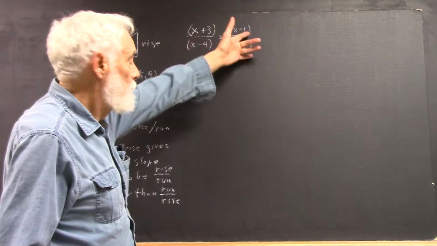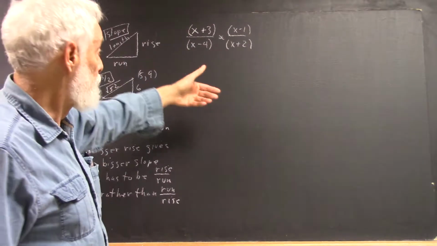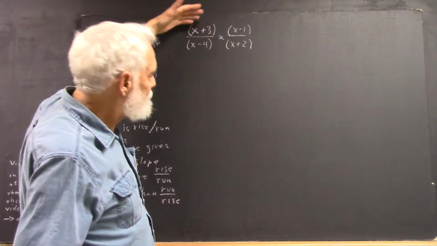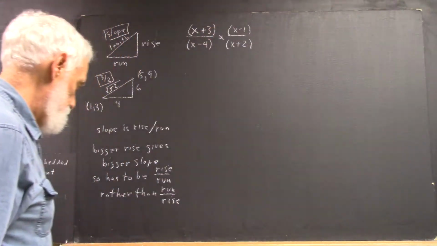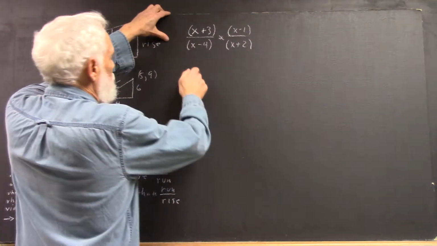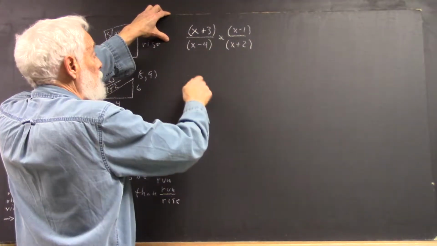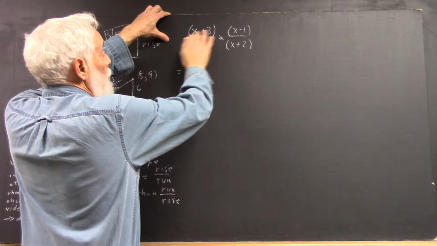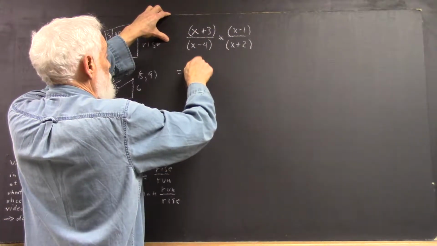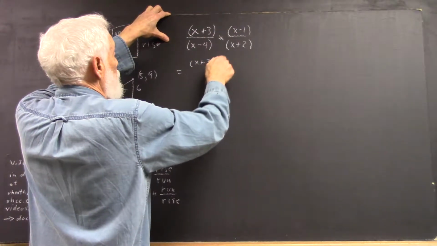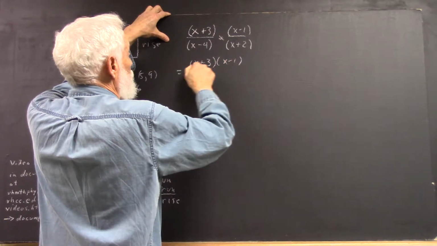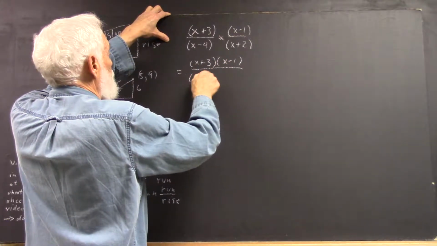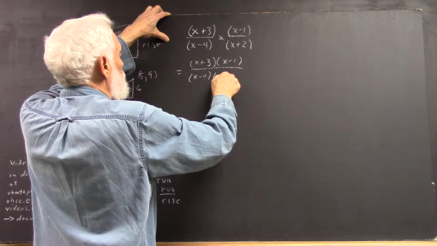Okay, to multiply these two rational expressions, they're fractions with polynomials, and we'll see exactly what that means later, but to multiply these, you multiply the numerators and you multiply the denominators. So you have a numerator of x plus 3 times x minus 1, and a denominator of x minus 4 times x plus 2.